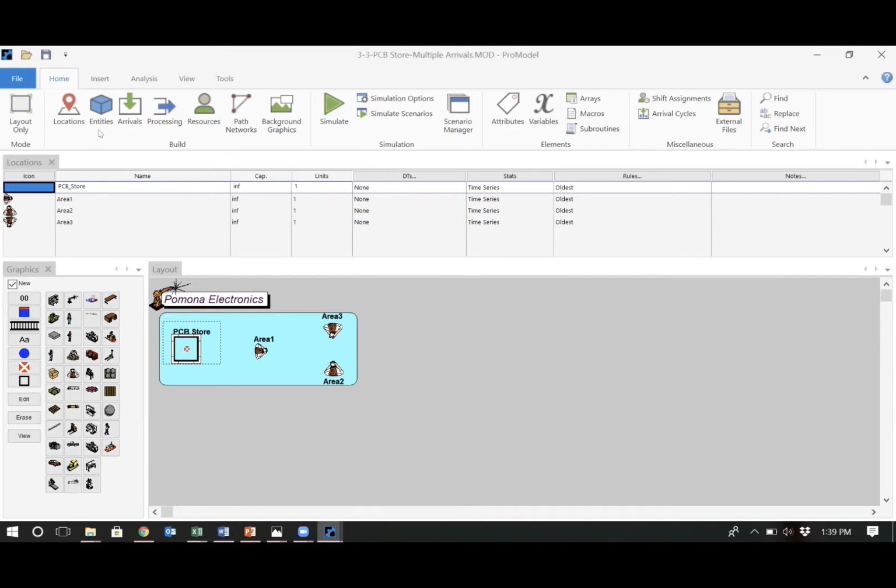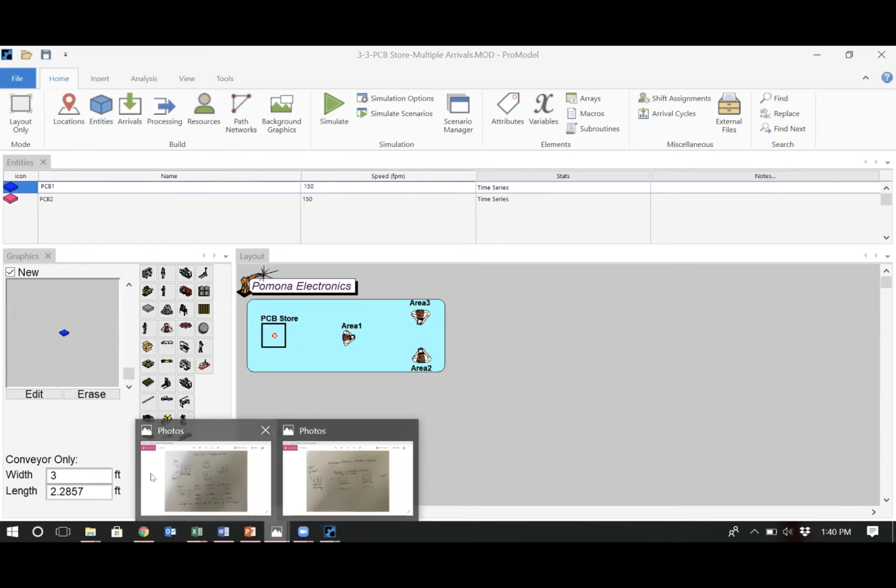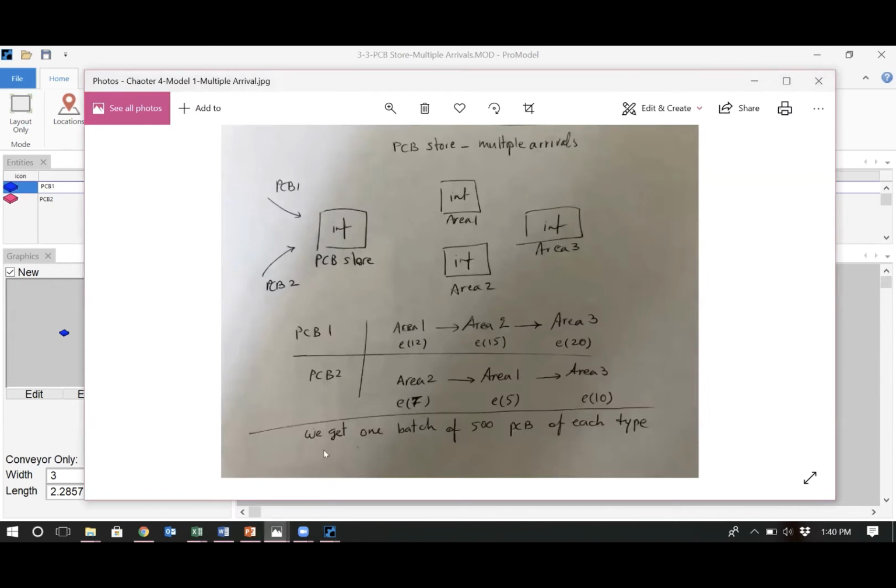Okay. Then in terms of the entities, we have 2 entities, PCB1 and PCB2. And then for the arrivals, this is all I know. We get 1 batch of 500 PCB1 and 1 batch of 500 PCB2. And we said we have 2 arrivals, 1 for PCB1 and 1 for PCB2, just because both of them are coming from outside to the system.